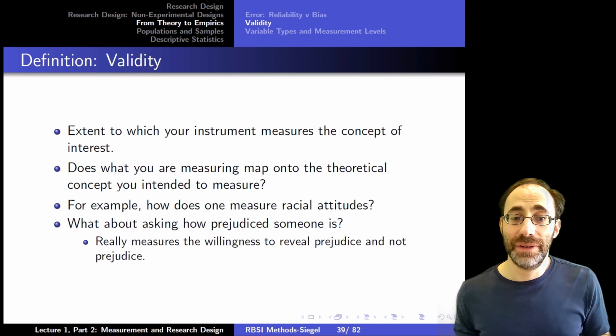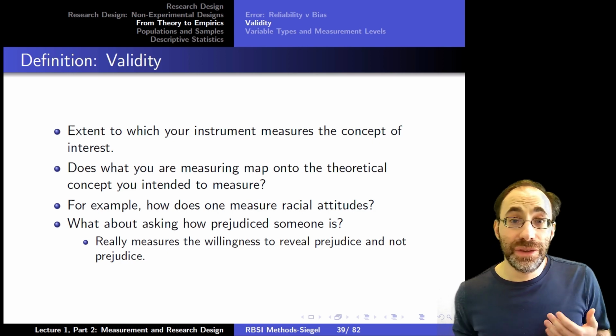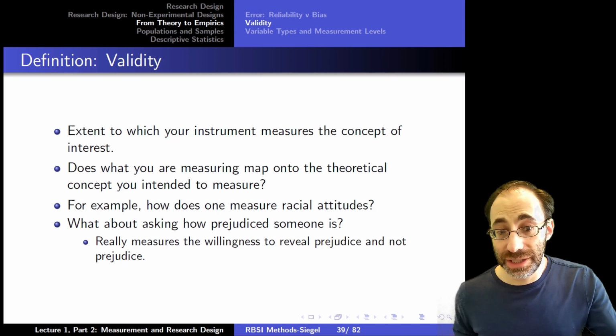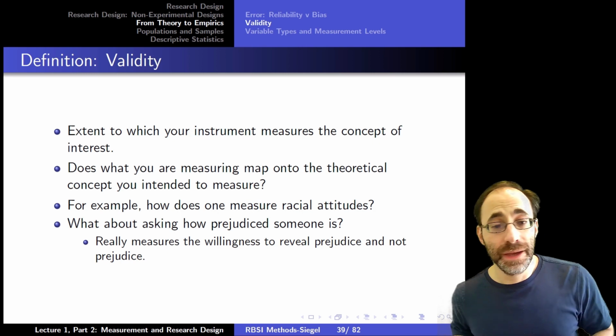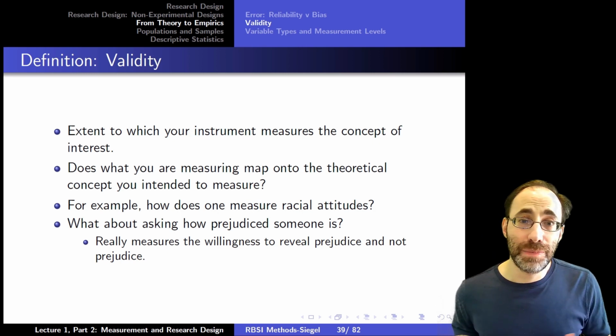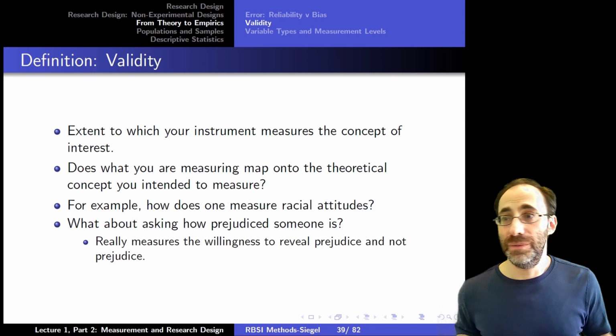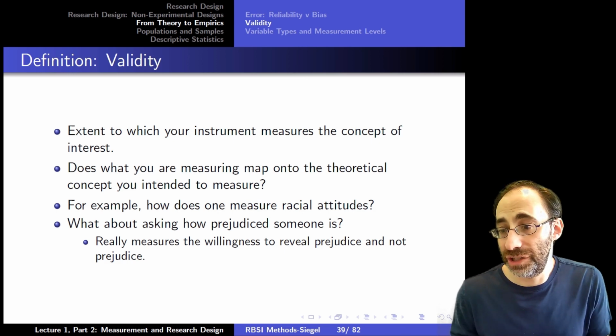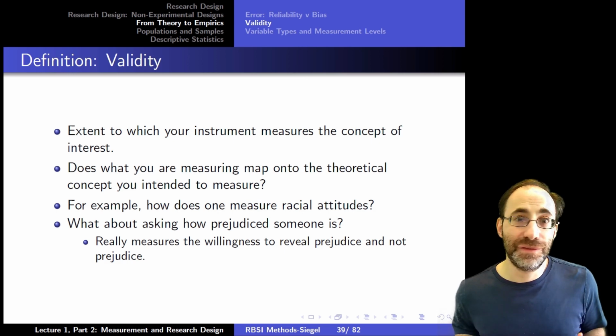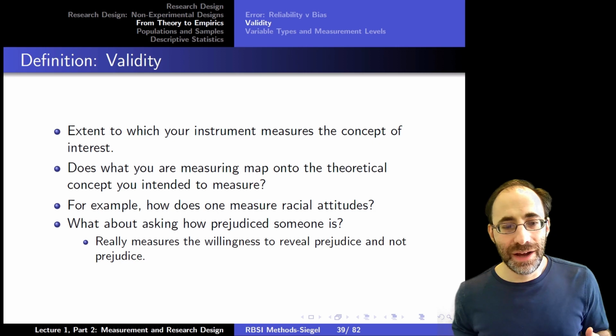How prejudiced are you, right? But there you're really getting at their willingness to reveal prejudice and not actual prejudice. Now, it might be that's a reliable measure, just biased downward, for instance. Some people won't want to express their true prejudice and won't say anything, whereas other people will feel free to say how prejudiced they are.